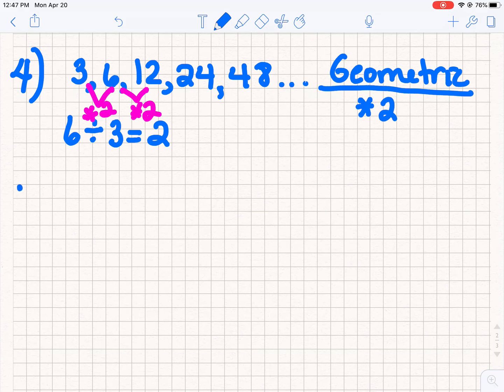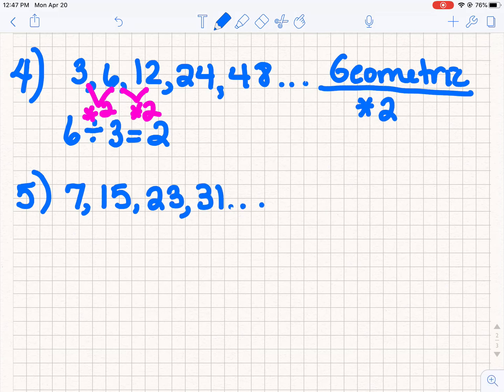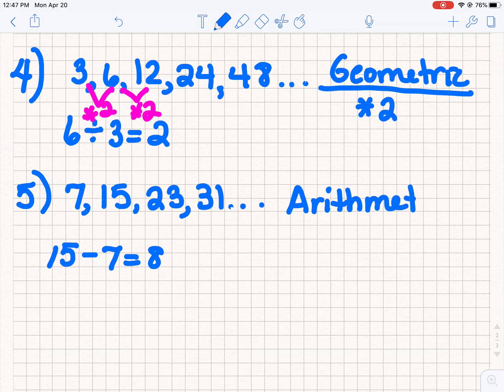The answer key. Okay, number 5 was 7, 15, 23, 31. Not going up very quickly. So I check. I take the second term, 15, and I minus the first term, 7. And when I did that, I got 8. And then I just checked. Is it a plus 8 each time? If it is, which it was, it's arithmetic. And again, you needed to put plus 8 there. Okay, so you could have lost points for not reading directions.